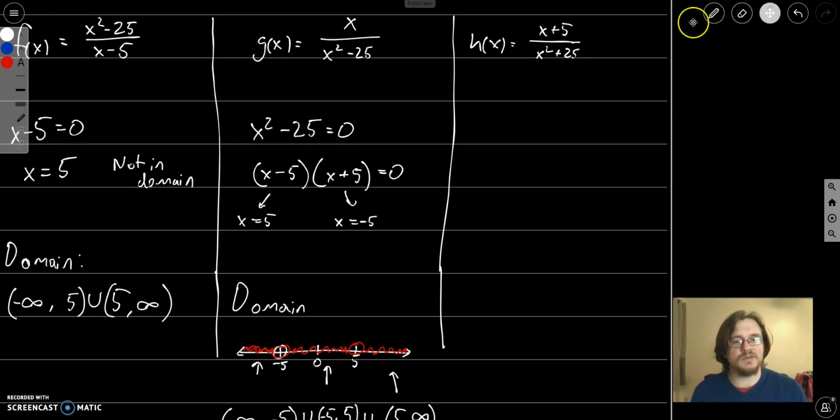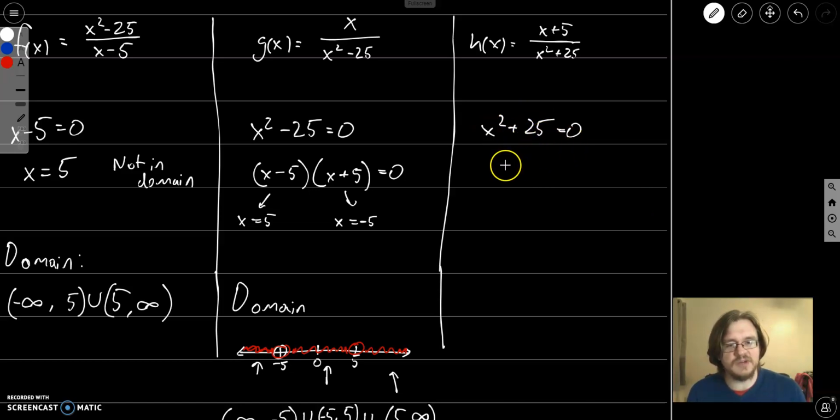The last function over here, we have x squared plus 25. I can't let the denominator be equal to 0. And here, let me do this in the following way. If I subtract 25 from both sides, I get negative 25. So x is either going to be the square root of negative 25, or x will be the negative square root of negative 25.